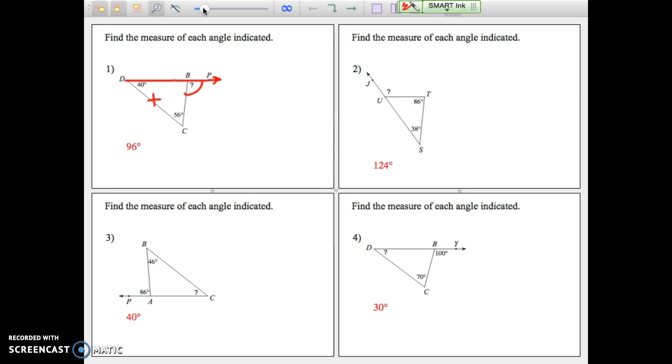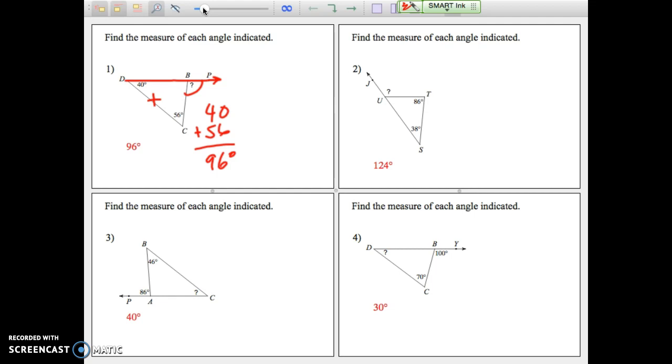You don't want to use the one right next to it, because what you'll notice is the angle right next to it, adjacent, they're going to be supplementary. So they're going to add up to 180. And so basically, you could also just find this missing angle by subtracting from 180. And the shortcut is just to add these 2 together. And you'll notice that 40 plus 56 is 96 degrees. So the exterior angle here is 96 degrees.